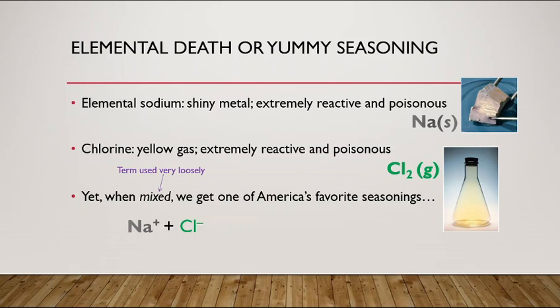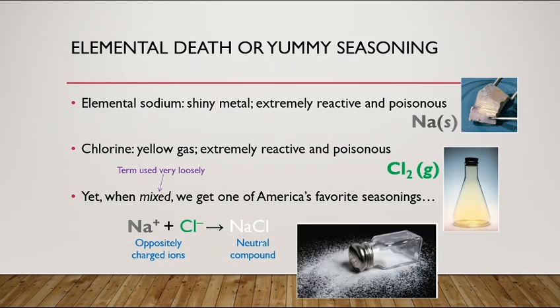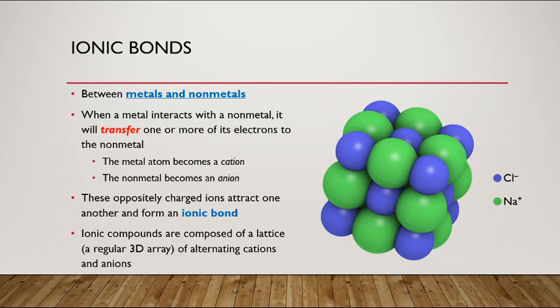What happens here, which happens with magnets as well, is that if you have a positively charged sodium and a negatively charged chlorine, you end up having an attraction between these two ions. Whenever that occurs, we end up with neutrally charged sodium chloride, which we all use as table salt. This occurs through an ionic bond. Ionic bonds occur between metals and nonmetals. Please note, one more time, metals and nonmetals.